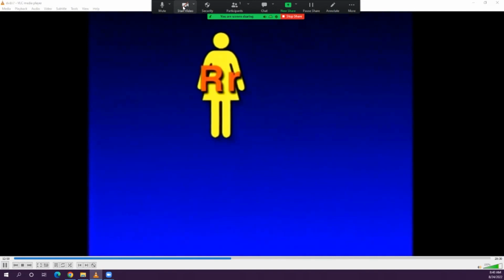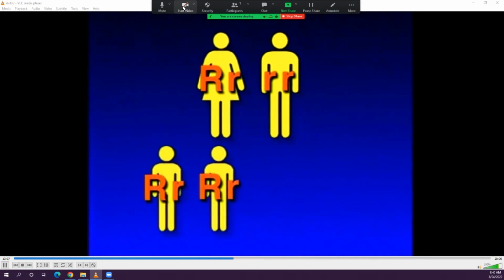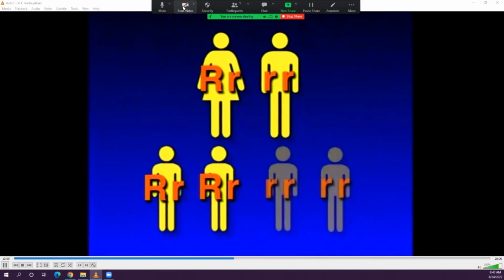If one parent has the allele for the trait and has children with someone who does not have the allele, for each child there is a 50% chance the child could be a carrier and a 50% chance that he could not be.